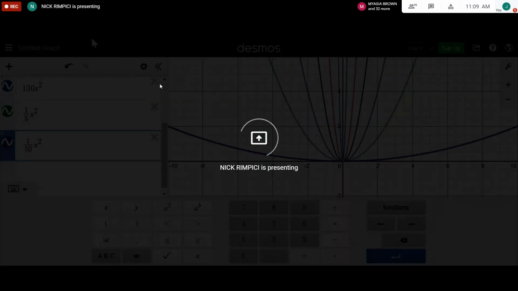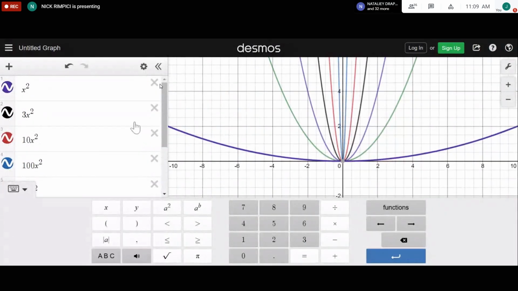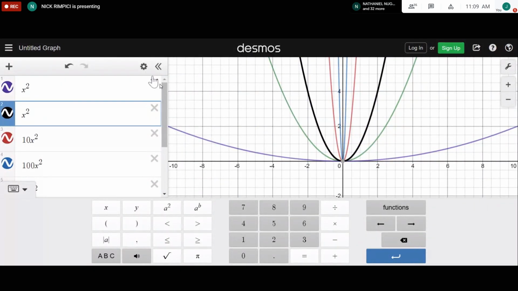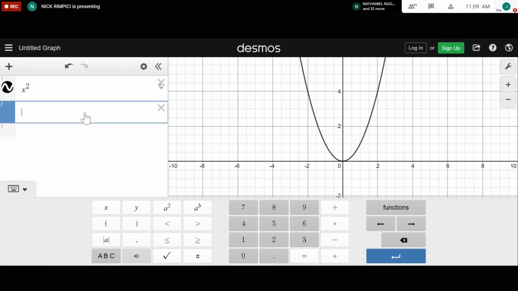Okay, so let me let Desmos load up. Okay, it should be loaded up at this point. I'm going to erase these. I'm just going to leave the parent function in black. So let me get rid of this. Okay, let's get rid of those. Okay, so there's my parent function, all right?